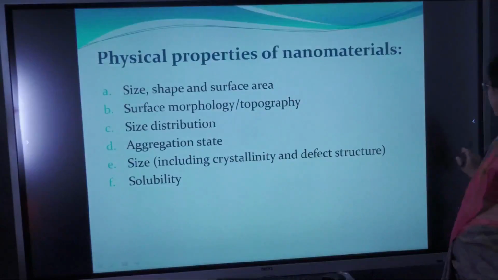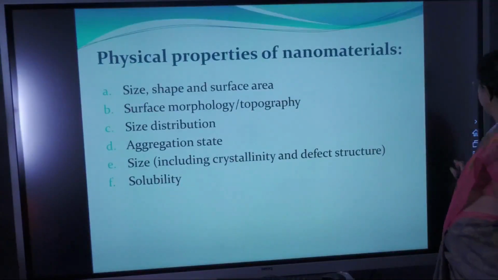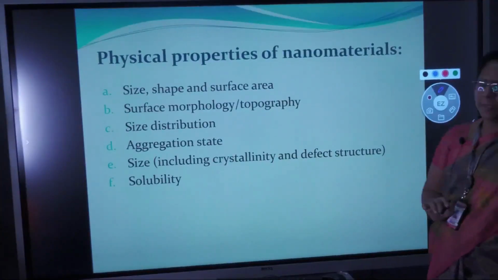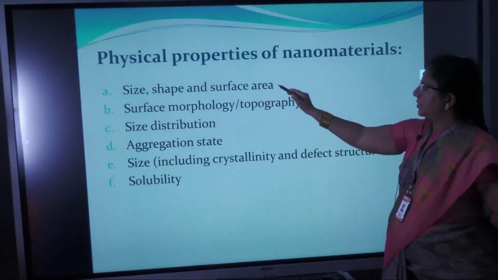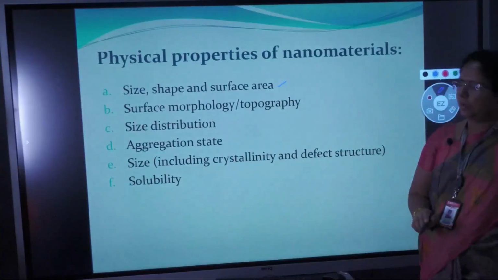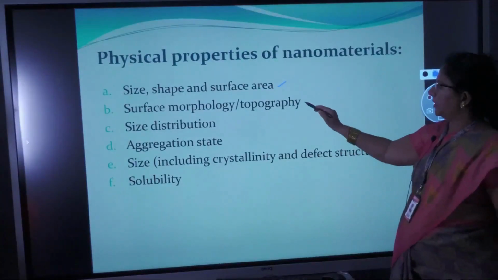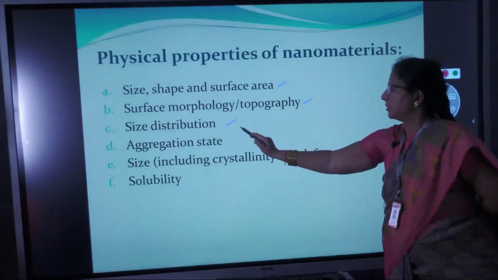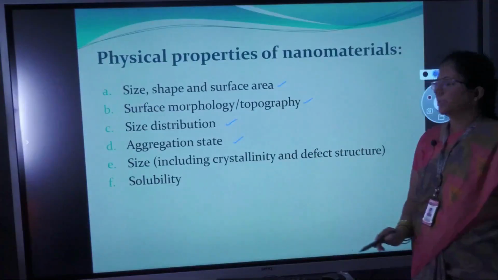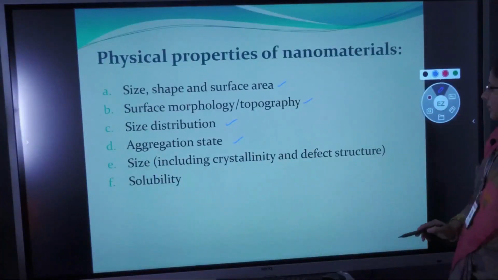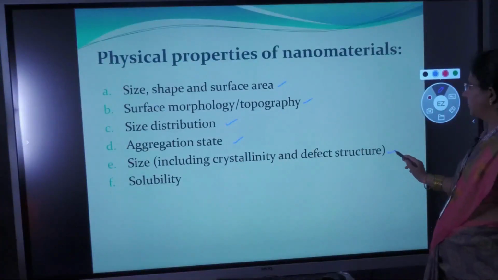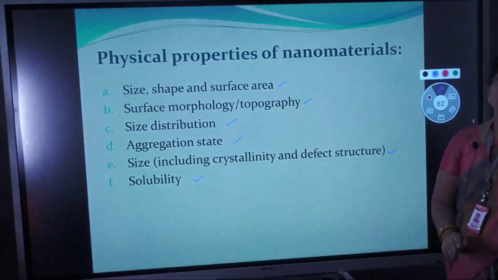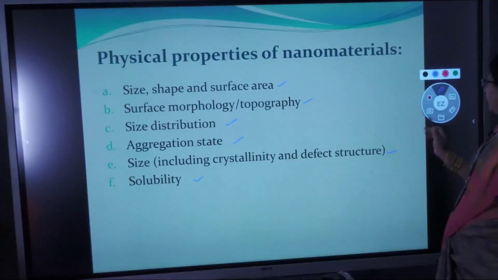Coming to the physical properties of nanoparticles. The main physical properties are size, shape and surface area, surface morphology or topography, size distribution, aggregation state, crystallinity and defect structure, and solubility. These are the important physical properties of nanomaterials.